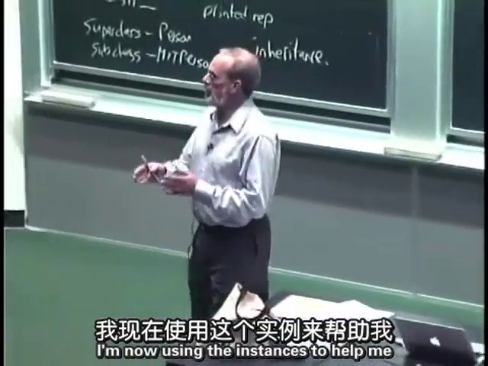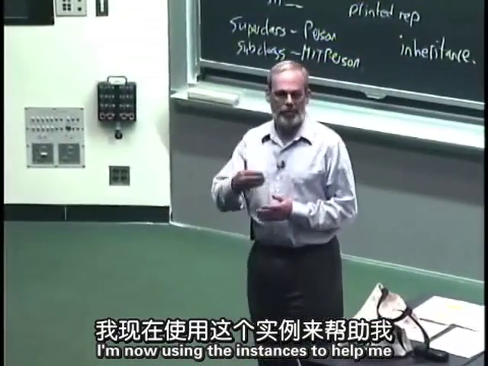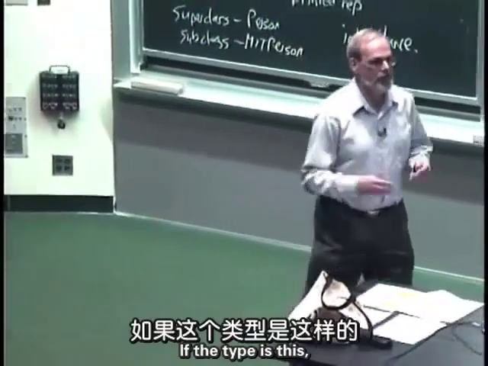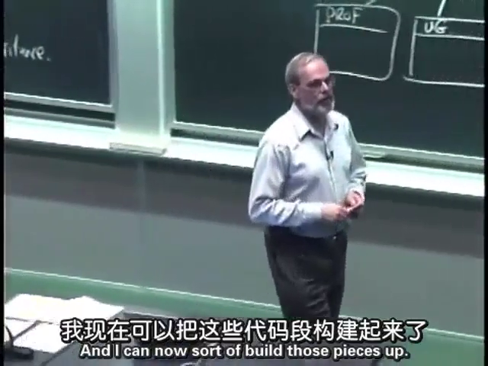What's the point I want you to see here? I'm now using the instances to help me define what the code should do. I'm looking at the type. If the type is this, do that. If the type is this, do something different. Okay? And I can now sort of build those pieces up.